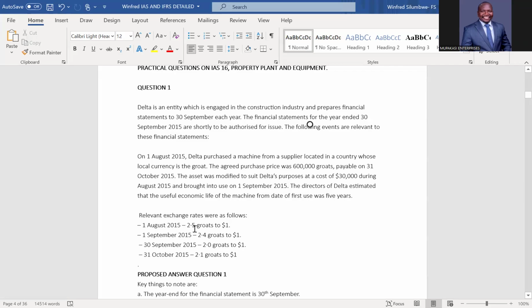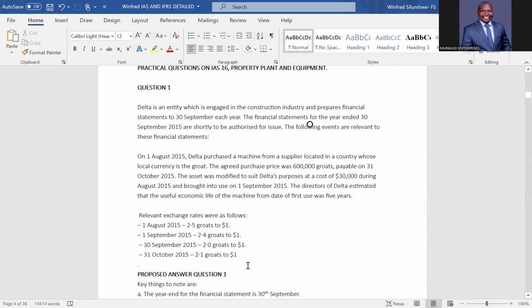Now, the exchange rates that were applicable were as follows. 1st August, 2.5 groats to $1. 1st September, 2.4 groats to $1. 30th September, 2 groats to $1. And 31 October, 2.1 groats to $1.